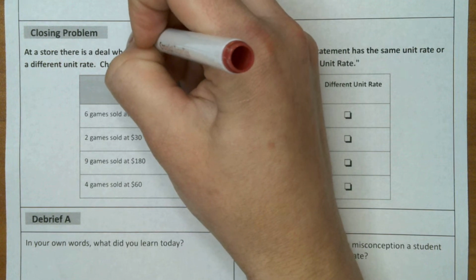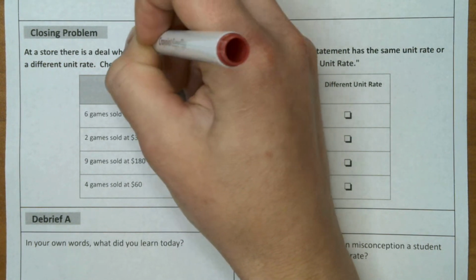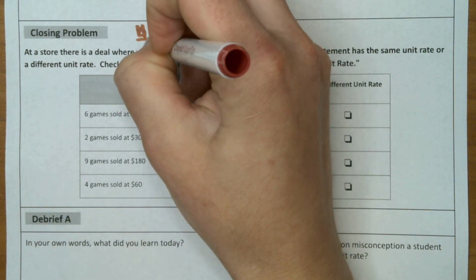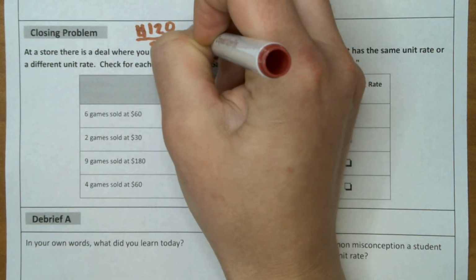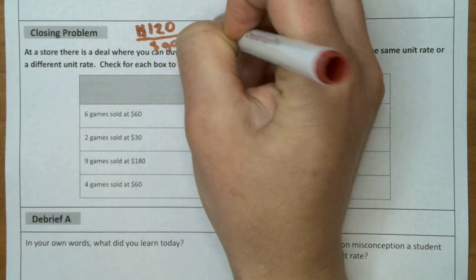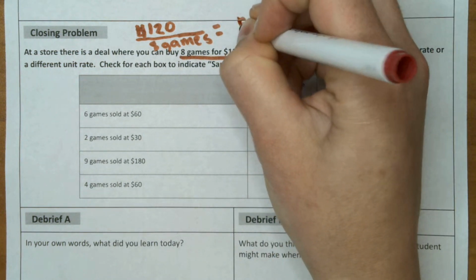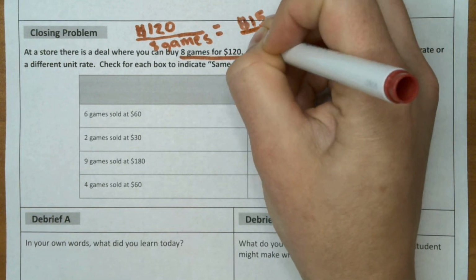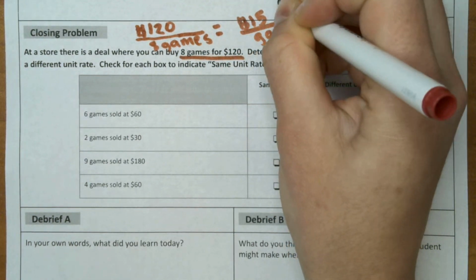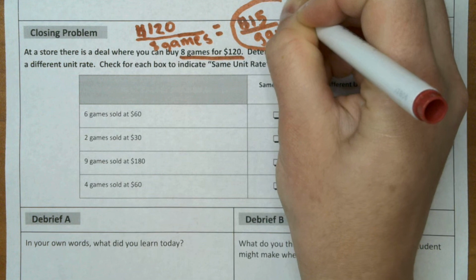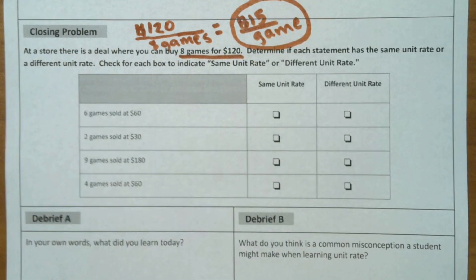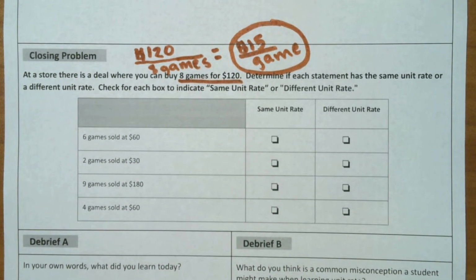Well, I can do 120 divided by 8 games. Make sure you're writing with me. And 120 divided by 8 equals $15 per game. Whoops. There we go.